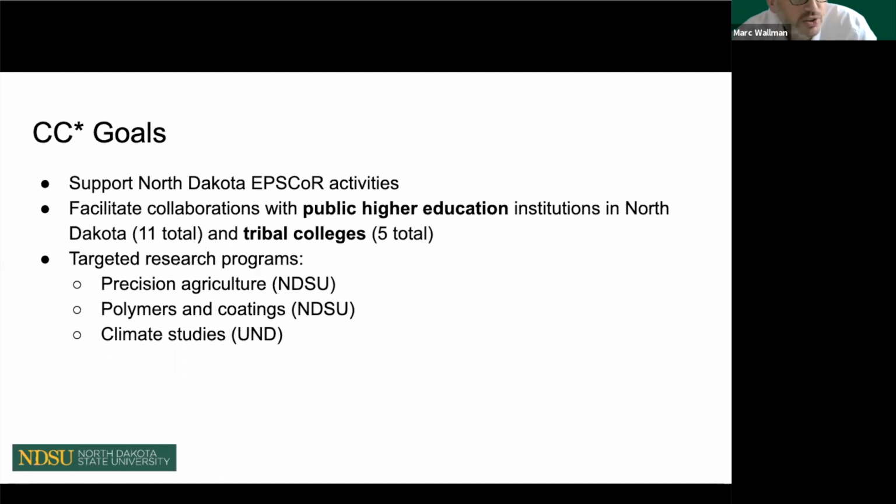For the research programs, we did identify some specific programs to target: precision agriculture, and agriculture is probably our primary area of research at NDSU, polymers and coatings, and then up at the University of North Dakota, they were targeting climate studies. So I think specific pieces of research were a little less prominent for us than it sounds like it was at Rice. The intent was more to support larger programs.